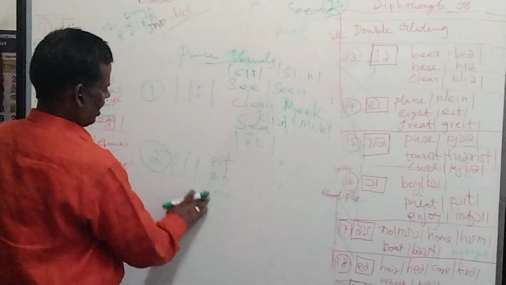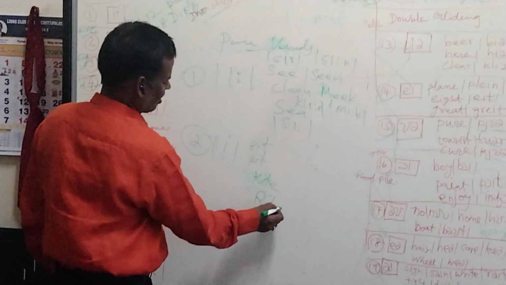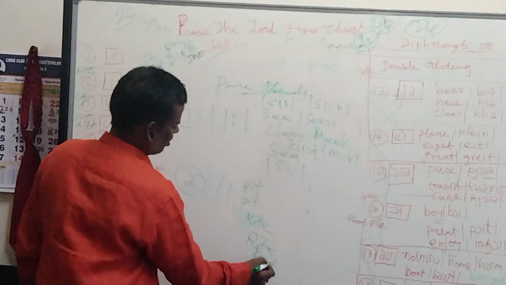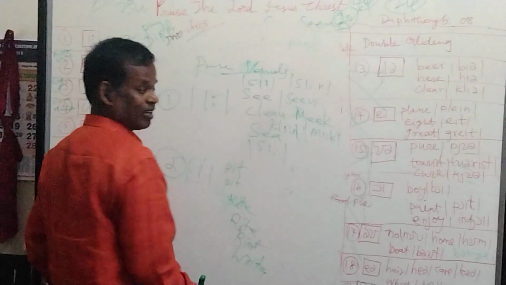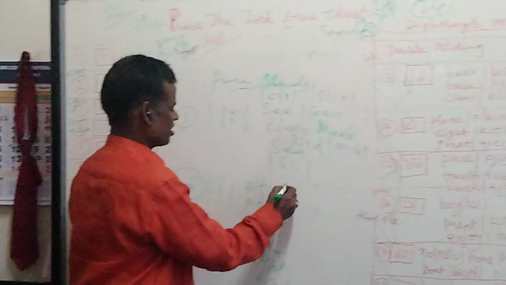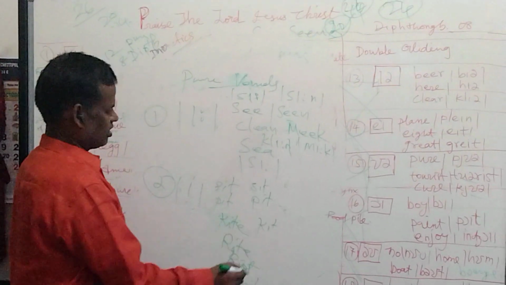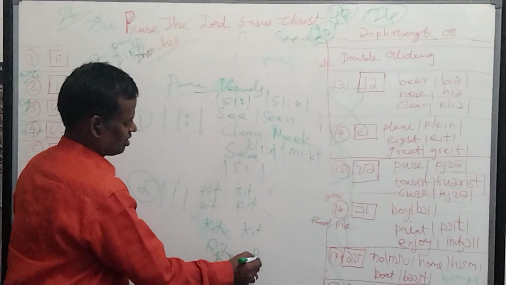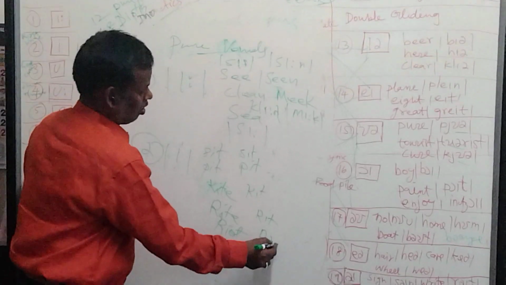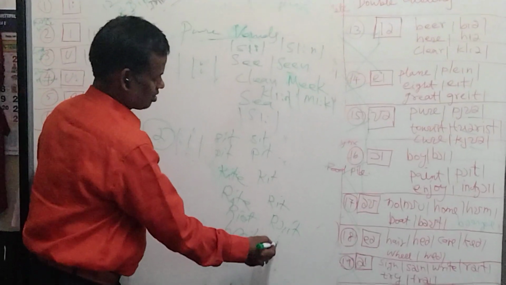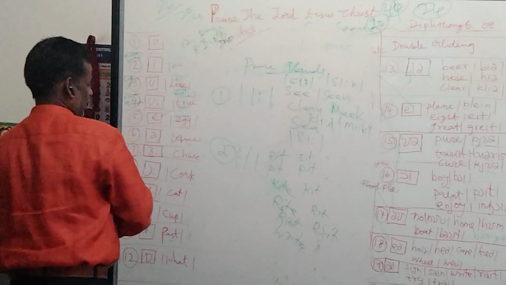Sit, pit, and kite, K-I-T-E, kite. Right, R-I-T-E, right, R-I-G-H-T, right, W-R-I-T-E, write. With these words, the sound in all these simple words will be the short vowel.